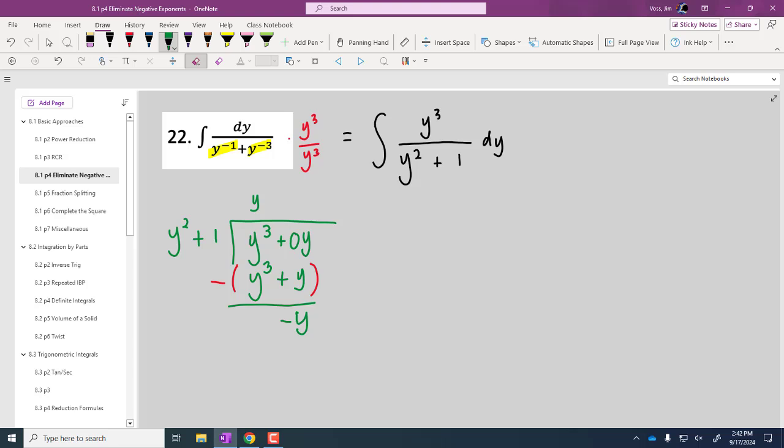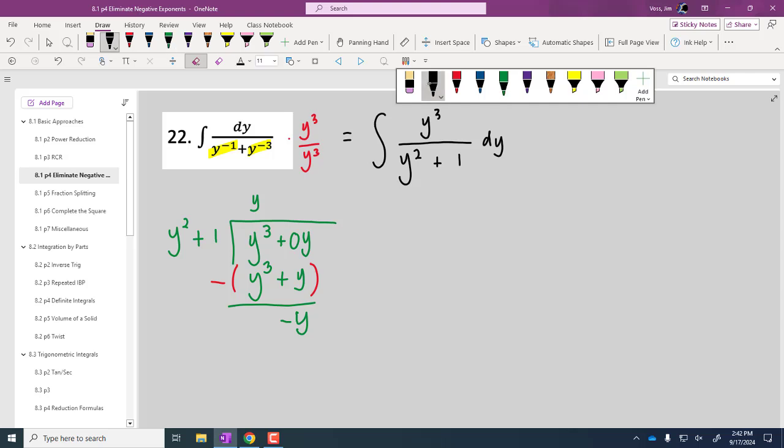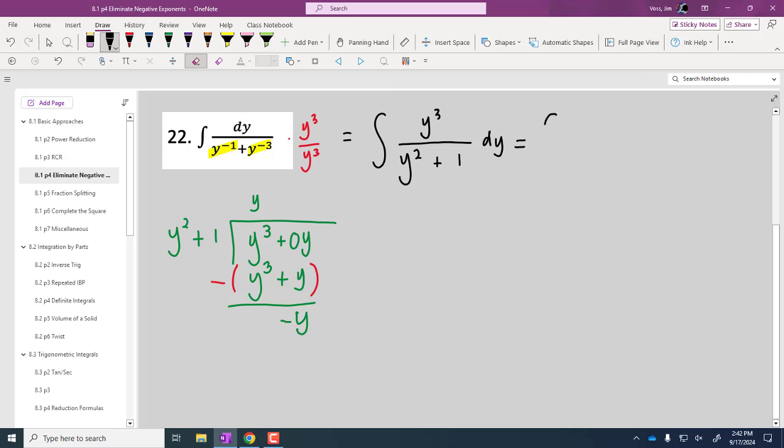And as soon as the power on this, whatever this term is here, as soon as that power is less than the power of the divisor, then we're good to go. Now we can rewrite it. So now we can go like this. This is going to be y is the quotient. And then we have minus y, I'll factor the minus to the front, divided by y squared plus 1.